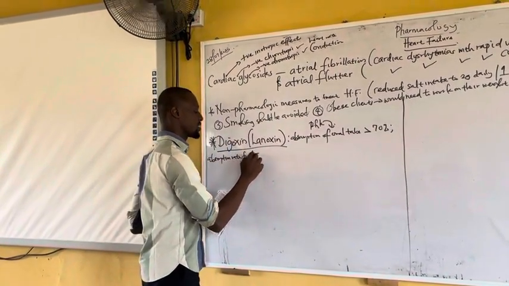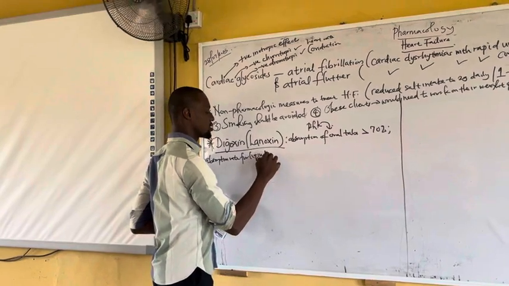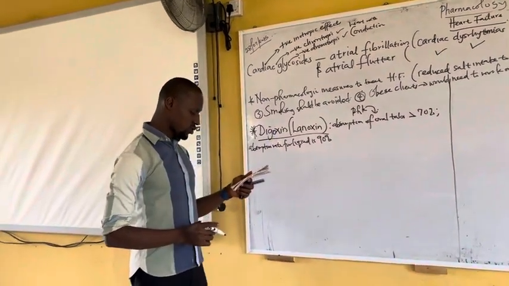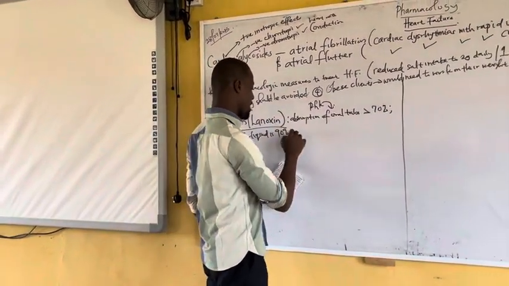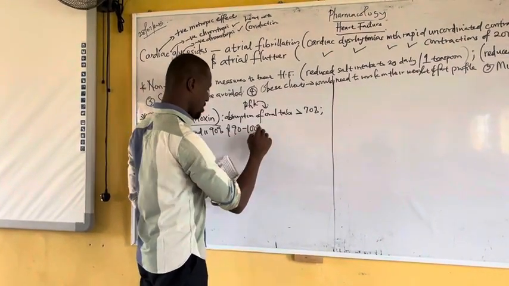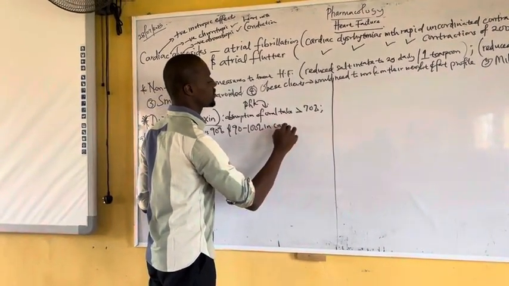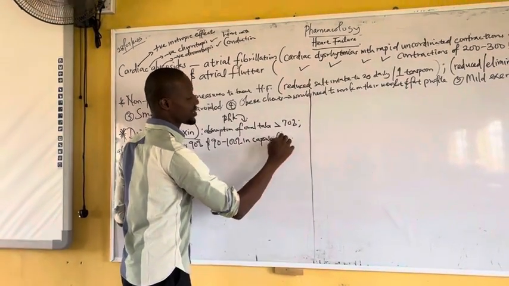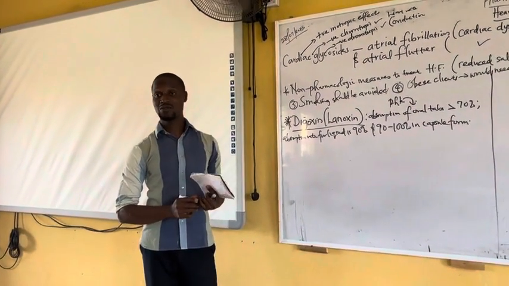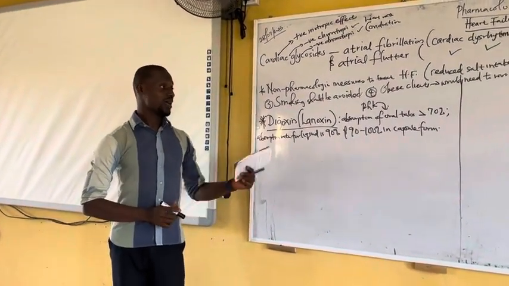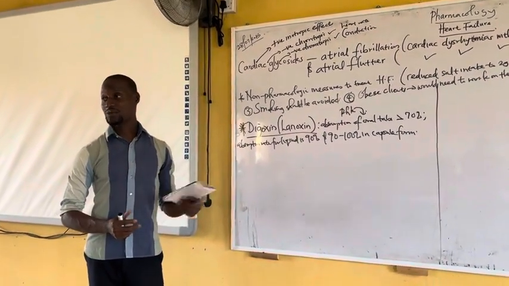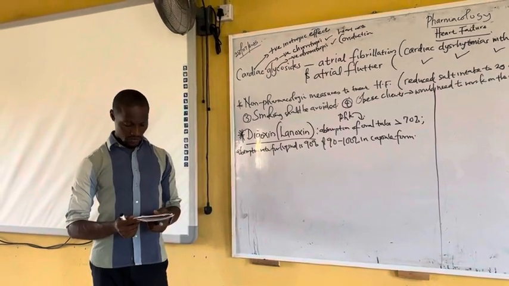So liquid is better here. Liquid is 90%. 90% for liquid. And 90 to 100% in capsules, in capsule form. So you see why some drugs are encapsulated and not just given there. Oral tablets, just bare tablets, 7%, liquid up to 90%, capsules up to 100%.